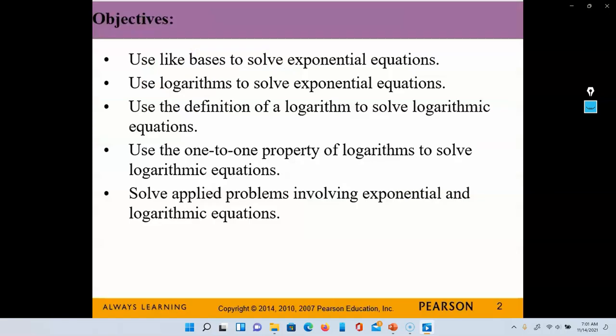Use like bases to solve exponential equations. Use logarithms to solve exponential equations. Use the definition of a logarithm to solve logarithmic equations. Use the one-to-one property of logarithms to solve logarithmic equations, and then solve applied problems involving exponential and logarithmic equations. So again, reading these because there are so many uses now of what we've just gone over.